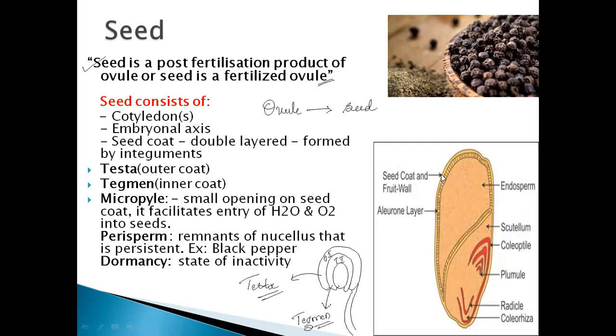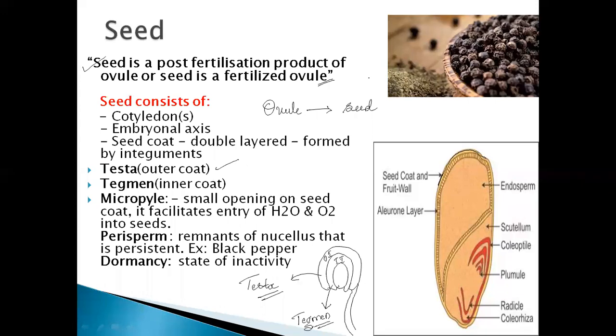Can you see, students, the seed coat and the fruit wall? Now, whenever I ask you how many seed coats are there, there are two seed coats. One is the outer seed coat, which is testa, and another one is the inner seed coat, which is tegmen. Two seed coats, outer seed coat and inner seed coat.